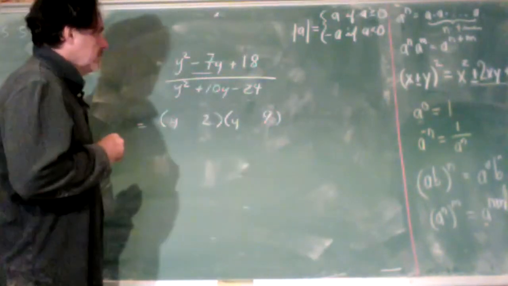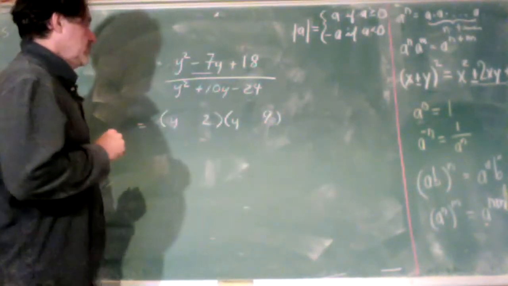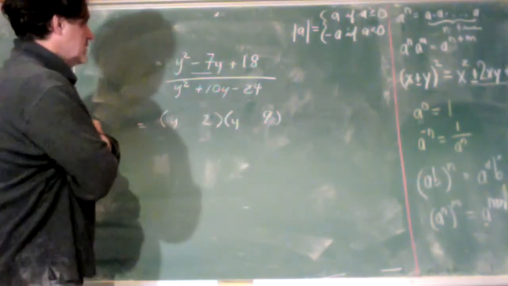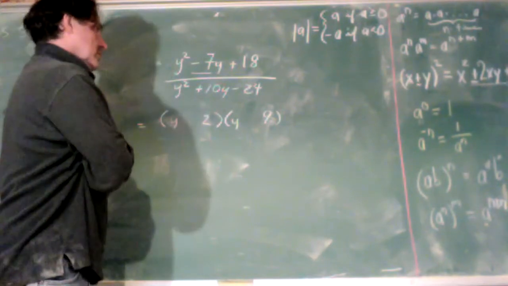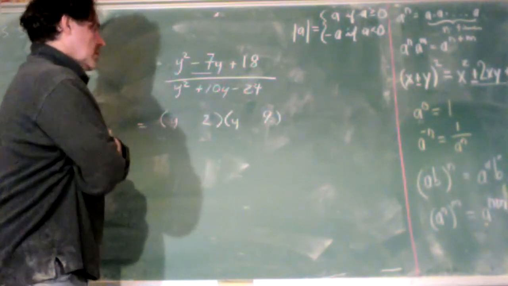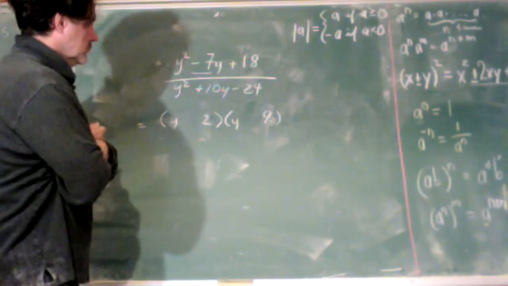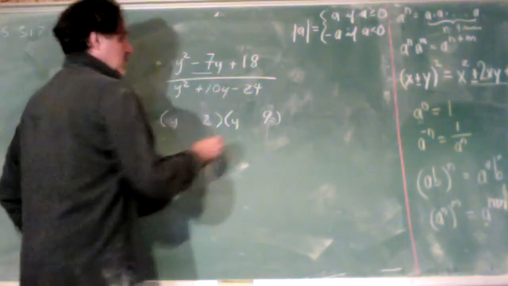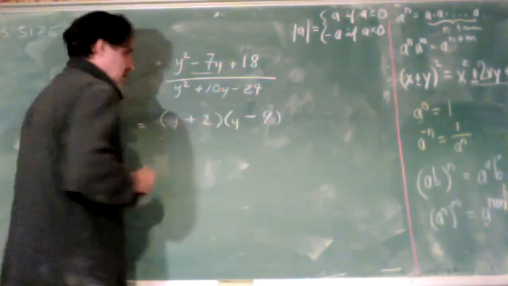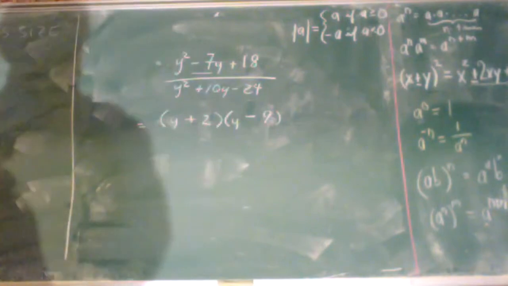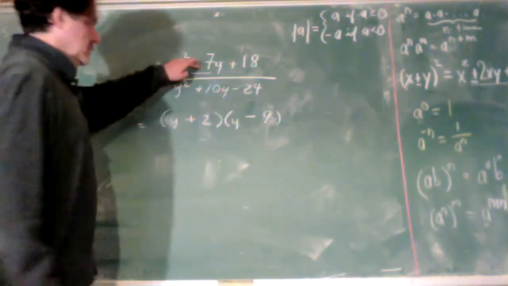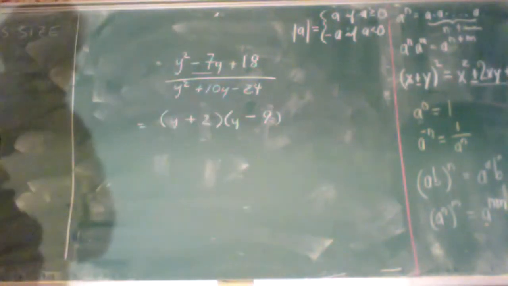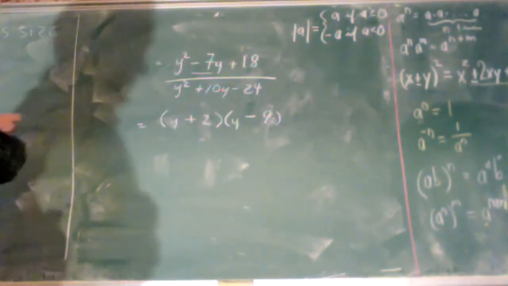Is there a way to add or subtract the 2 and 9, come up with a -7, and multiply them together to get an 18? Well, to get the -7, it certainly looks like I'm going to have a -9 and a +2. That satisfies our middle term. But what happens when we multiply out? We get a negative 18.